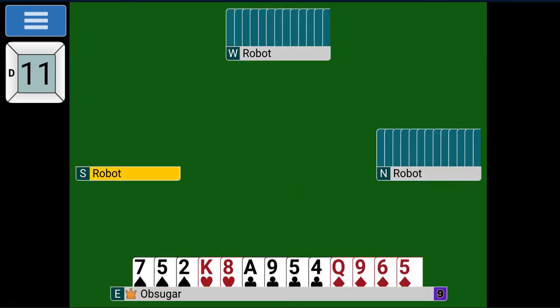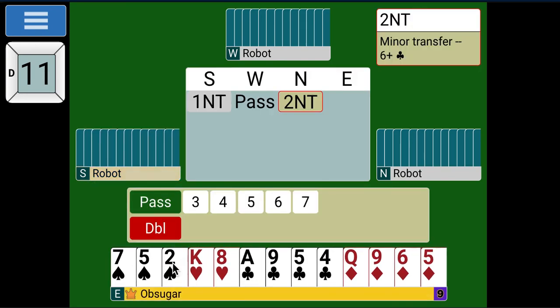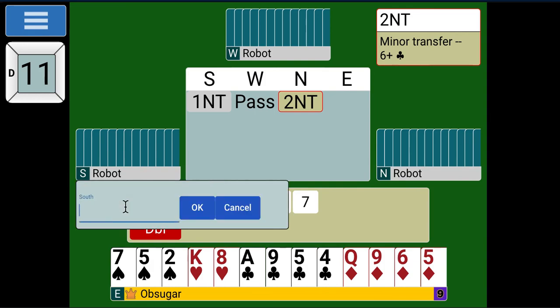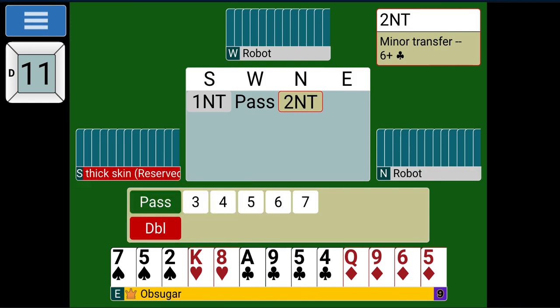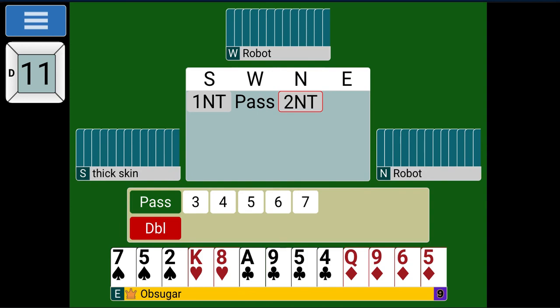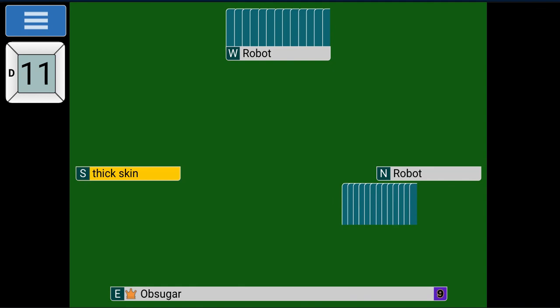And I need, yeah, I'm going to have to reload this up again. I need thick skin. Who always opens a 5-card major, even if he has the points for no trump. That's why I don't partner with him anymore.